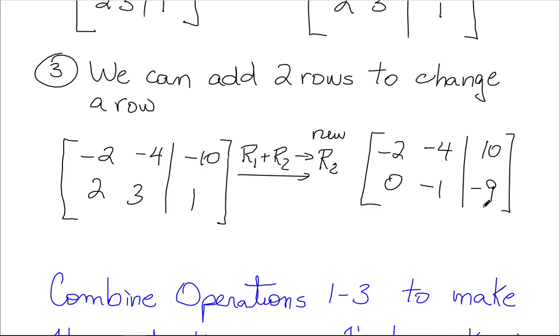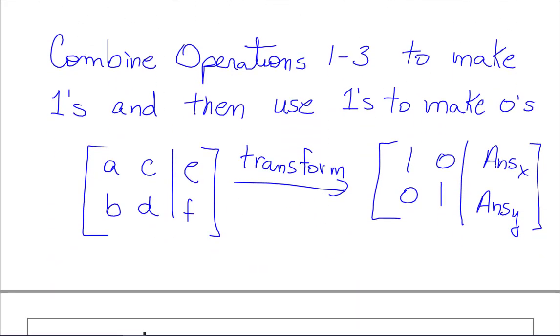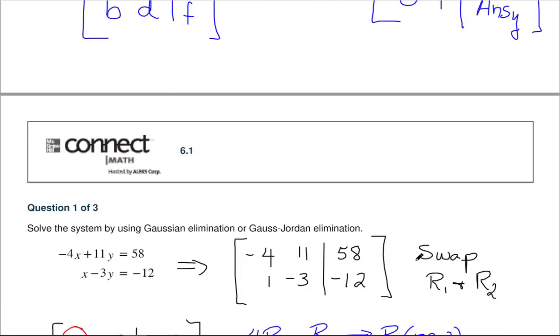So those are our only operations that we can do on rows. And so essentially I'm trying to combine those three operations to make ones and then use the ones to make the zeros so that we go from our start off matrix to one where I can read off the answers. Okay, well, let's try.